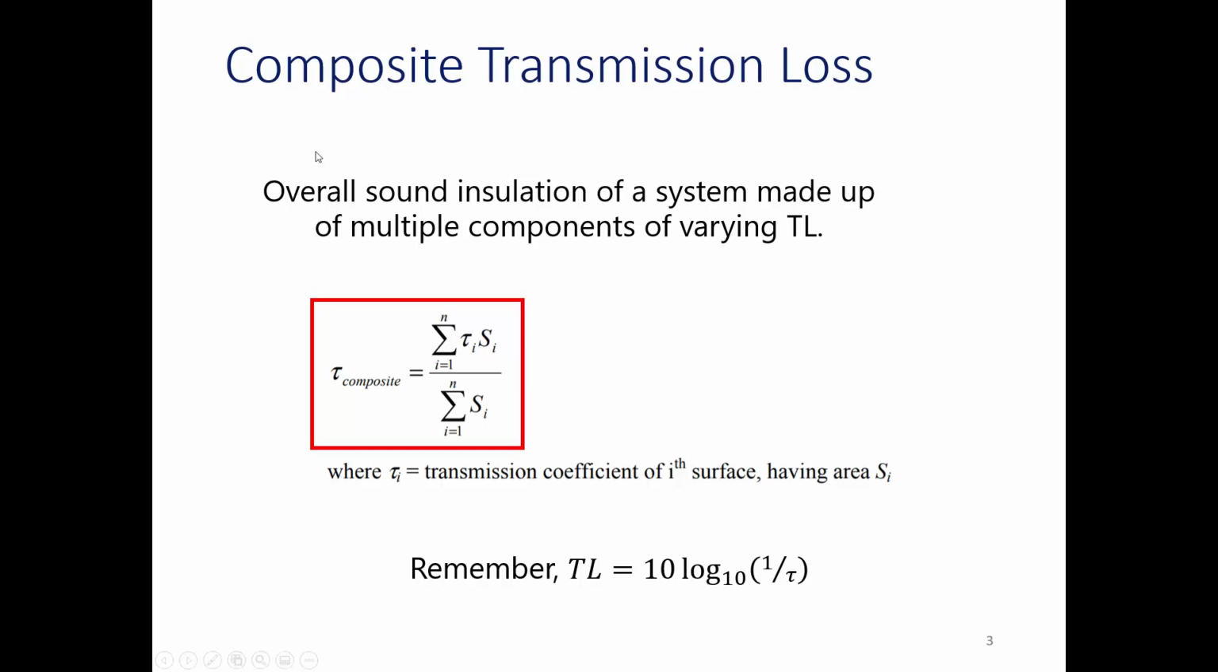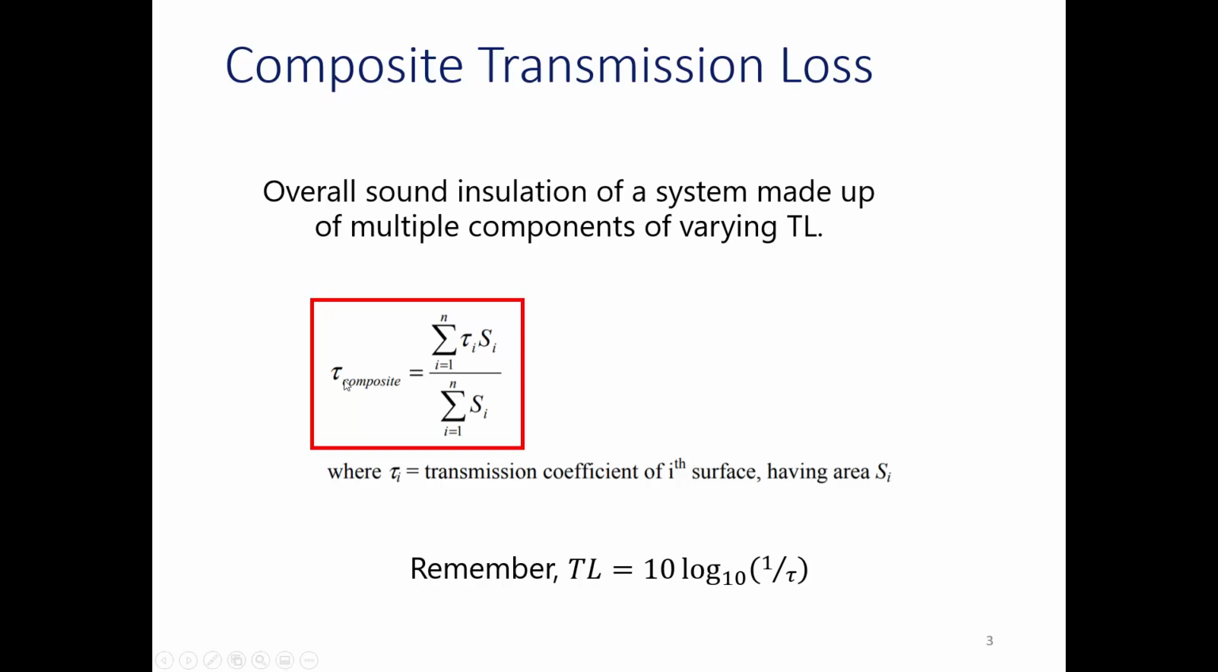So the definition here, probably what I just said, is the overall sound insulation of a system made up of multiple components of varying transmission loss. So remember that our transmission loss was equal to 10 times log base 10 of 1 over tau, which is the transmission coefficient. This will be the transmission loss of the composite wall, so long as we can put a transmission coefficient in that accounts for all components. And that's where this equation comes into play.